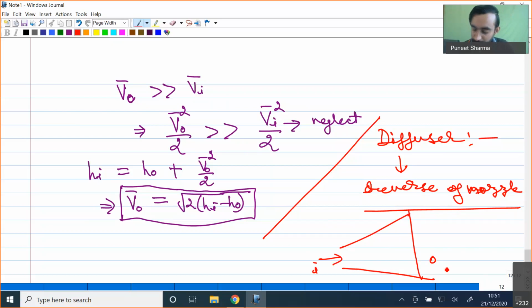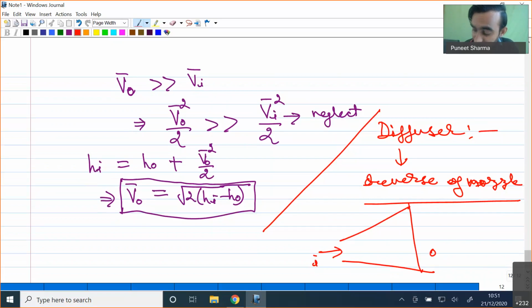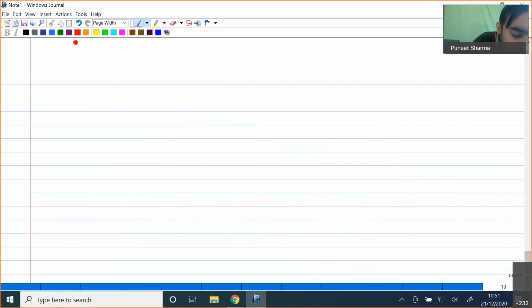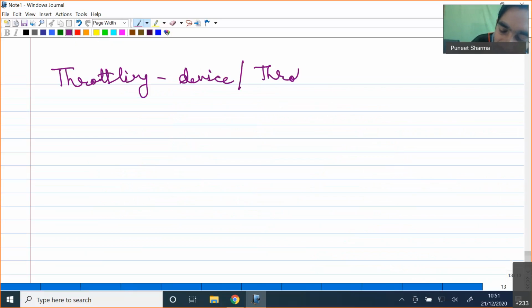Okay. After this, we will go to a very special device, and that special device is called a throttling device, or throttle. Either we call this a throttling device or we simply call this a throttle. Okay. So what is basically a throttle?